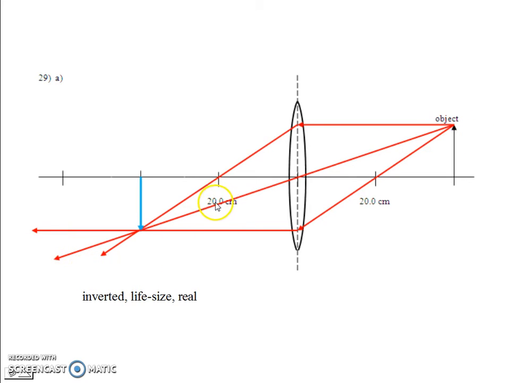So clearly it's inverted, and it's life size and real, right? If I put a screen here, the image will certainly show up on the screen. These rays of light really go onto it, but notice it's life size. How interesting, right? The focal length is 20. It's placed at 40, which is twice the focal length, and we end up at the image twice the focal length on the other side. The size of the object and image are the same.